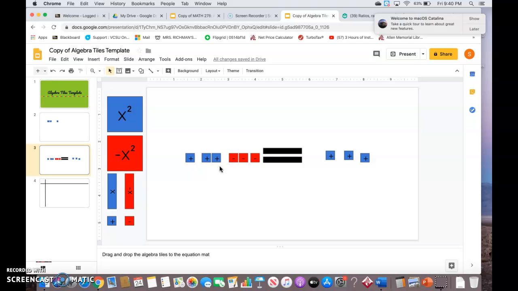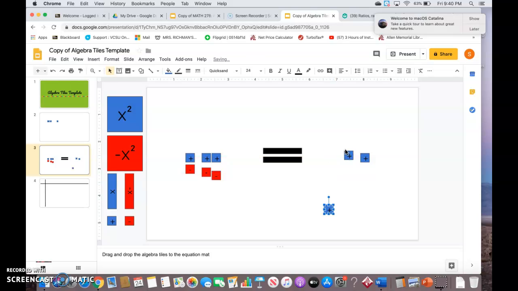When paired together, this -1 here would cancel out this +1, as would this -1 and this -1, leaving on the side here 0 positives or negatives. So the answer to 3 plus -3 is equal to 3 minus 3, which equals 0.